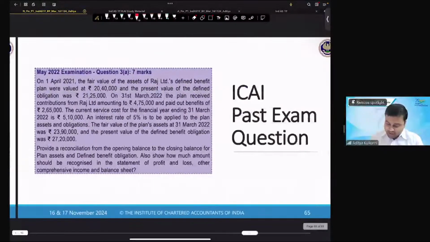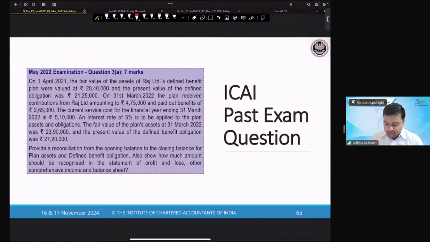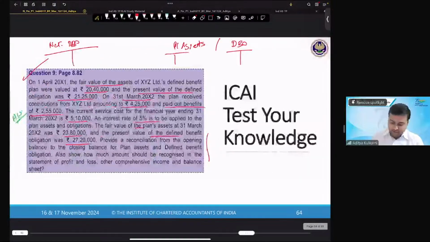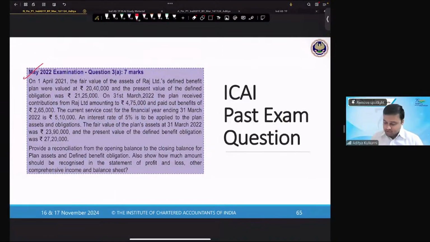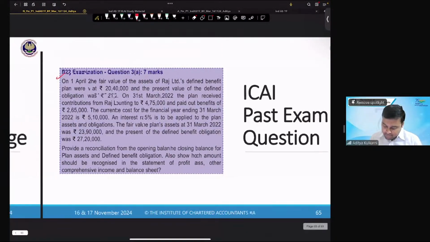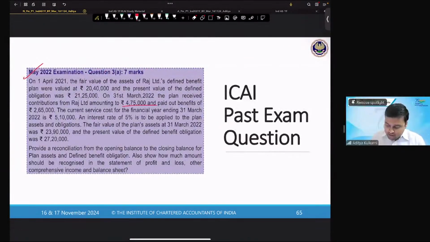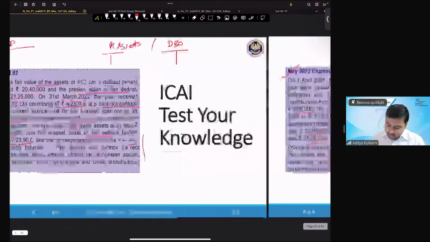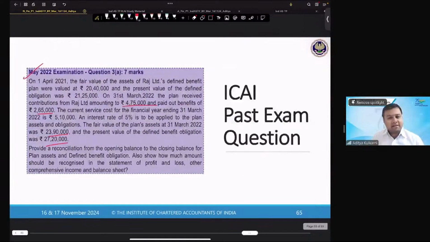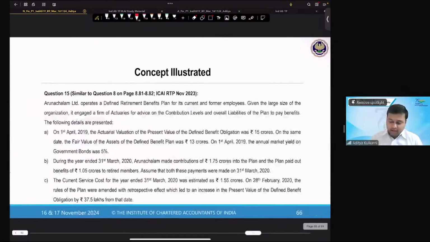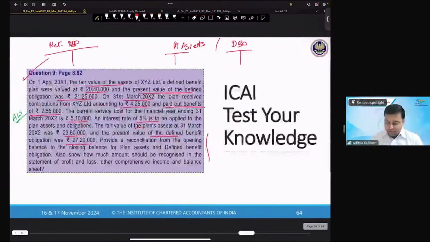Right. So this was an examination question also. The same thing it is. Okay. Don't know why it came 2 times. I should have written it there only. The figures are slightly different: 4,75,000, 2,65,000, 23,90, 27,20, a difference of 5-10 thousand. But remember this is an examination question. So if you do it, 7 marks in your pocket. Okay. All right. So that is done.